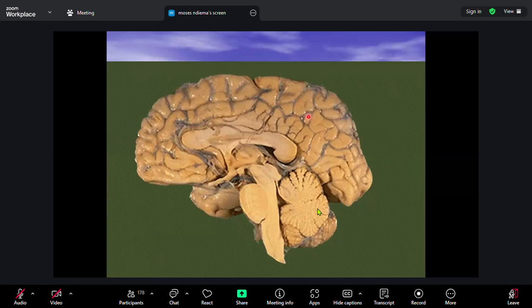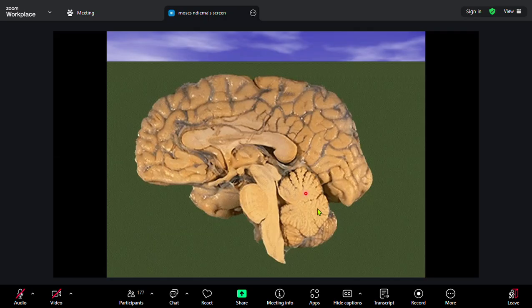When there is a failure of migration of the cells and proliferation, then we do not have these depressions and elevations. This part here is our Sylvian aqueduct or cerebral aqueduct, because this part here is our midbrain. So we have a cerebral aqueduct connecting the third ventricle to the fourth ventricle. This is where the fourth ventricle is. And if you remember, we said the fourth ventricle is usually formed by the rhombencephalon.